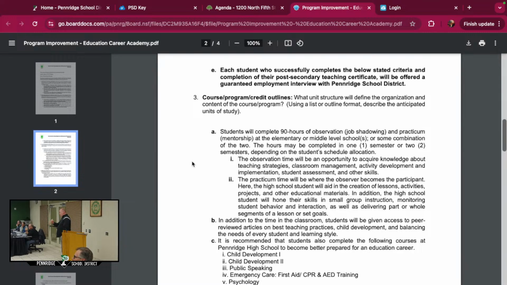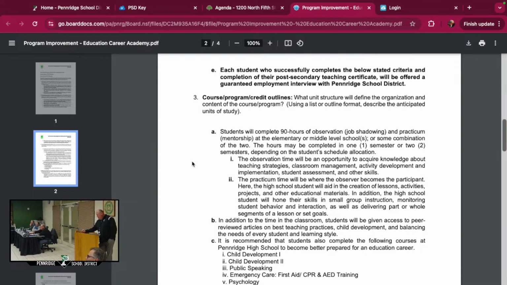Going through this program and then going to work to get their teaching degree, we're offering them an opportunity to sit down with us and interview here at the school district, whether it's elementary, middle, or high school level. So that was Mr. Barrio's great idea, to sort of incentivize them to come back home. Right, we like our kids to come back home.